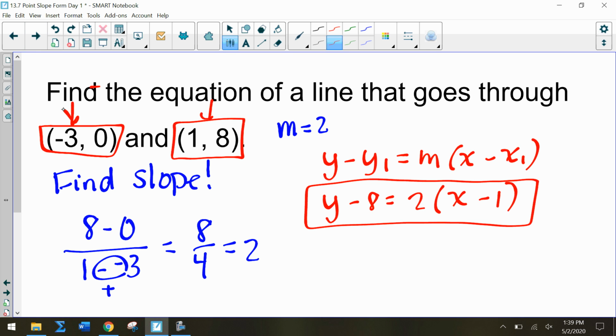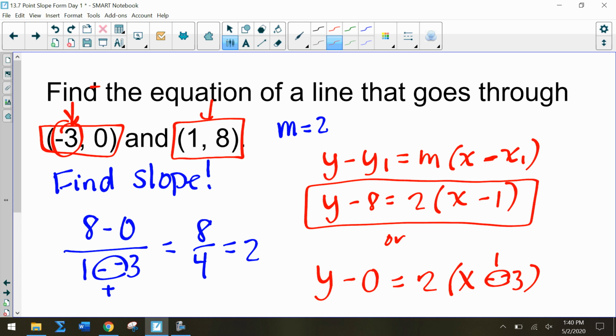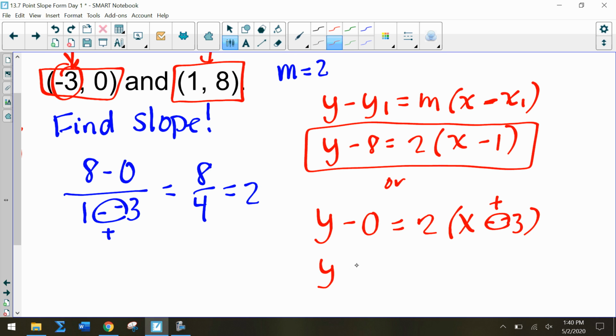Or let's say you chose this other point. We could write it as y minus 0 equals 2 times x. And so this is tough, because this is a -3 here, and the form has x minus x1. So when we look at this, we have x minus -3, which turns this into a plus sign. So we end up with y equals 2 times x plus 3.